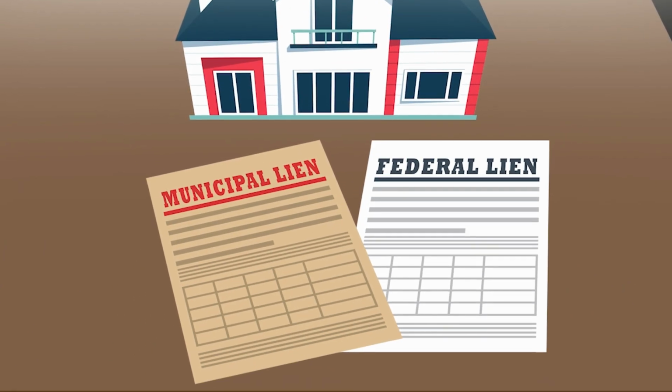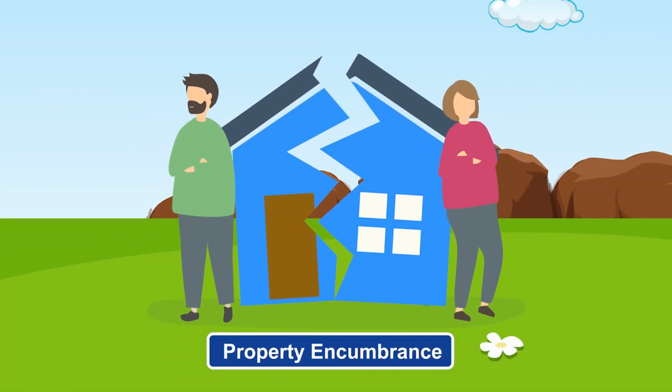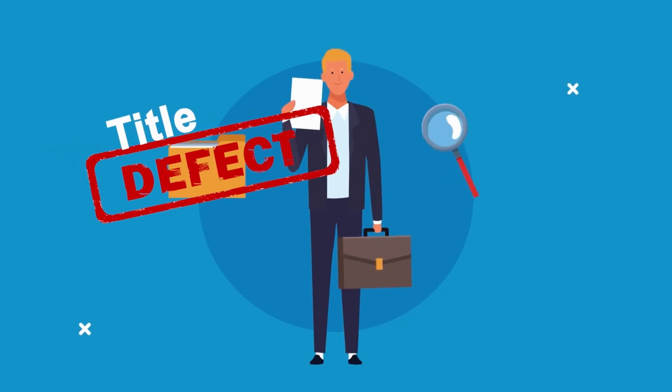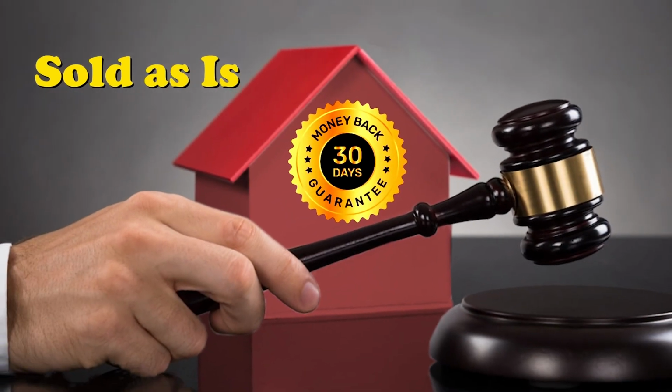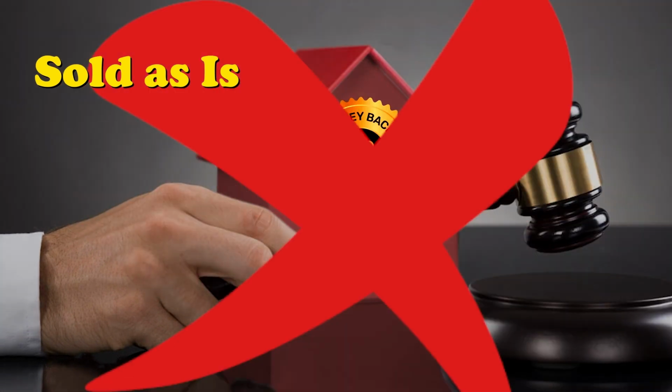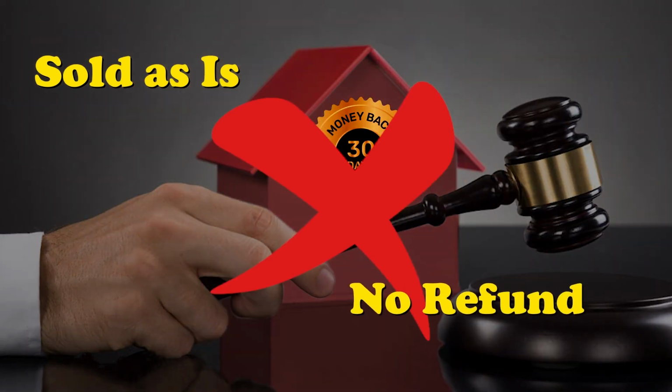So if it's got a lien on the property, or it's got an encumbrance, or it's got some kind of difficulty, or has a defect in the title, all of those things are your responsibility. When you buy from the county, they sell as is, where is, and there are no refunds at these auctions. There is no refund. When you hand the money to them, they're going to keep the money. You're going to own that property.